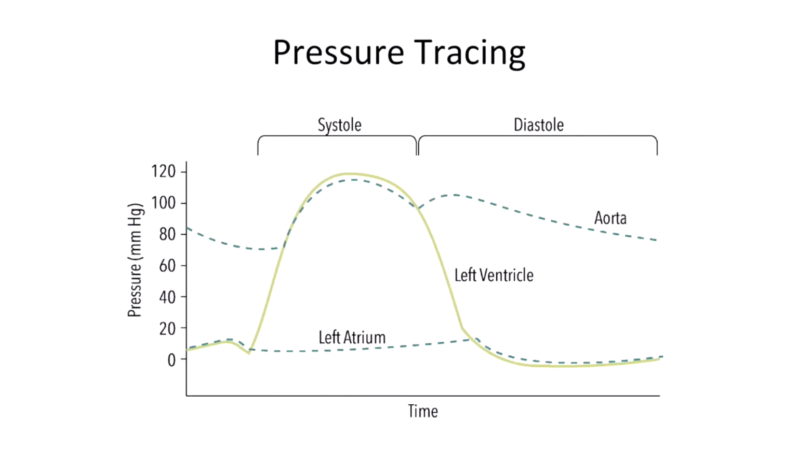This is figure 2.10 from your text, which shows the normal changes in pressure that occur in the left atrium, the left ventricle, and the aorta during a single cardiac cycle. Notice that the y-axis is pressure, measured in millimeters of mercury, and the x-axis is time. Also note that this region here represents systole, and this represents diastole.